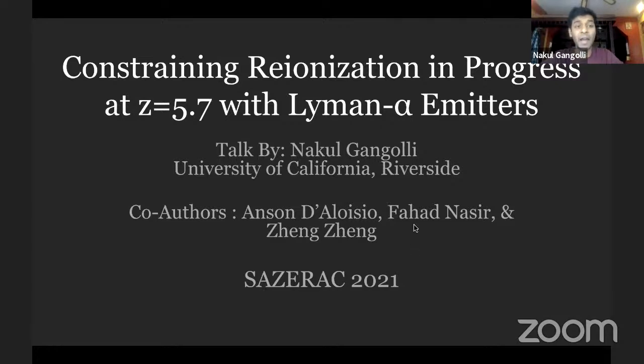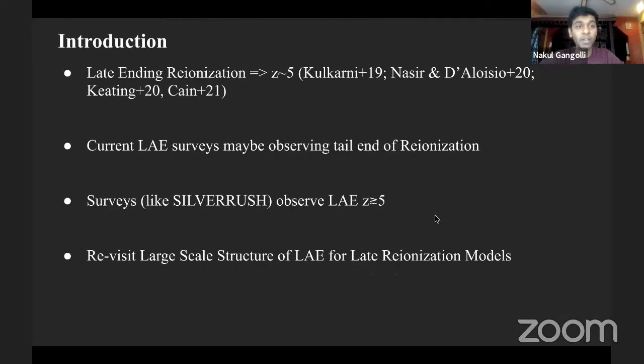And so today I'll be talking about how to constrain reionization in progress at Redshift 5.7 with Lyman-alpha emitting galaxies. To give some broad context, there have been models proposed which have reionization ending as late as Redshift 5. Which is very convenient for a lot of us, since there are surveys already out there like SilverRush, which can observe LAEs at Redshift 5, 6, and 7, which means that they could very well be observing the tail end of the reionization process. So what I want to do in this talk is revisit large-scale structure statistics of LAEs in the context of these late reionization models.